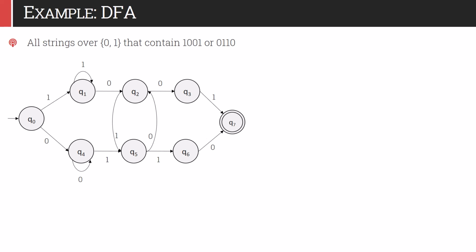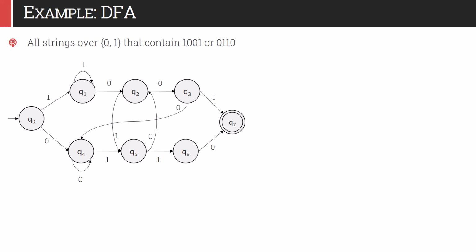Then we will read one more 0. Then we are entering into Q3. And from Q3, we are reading 1, so we are going to Q7. It ensures that 1001 will definitely be part of any string which is following this path. From Q3, if we read 0, it is moving to Q4.